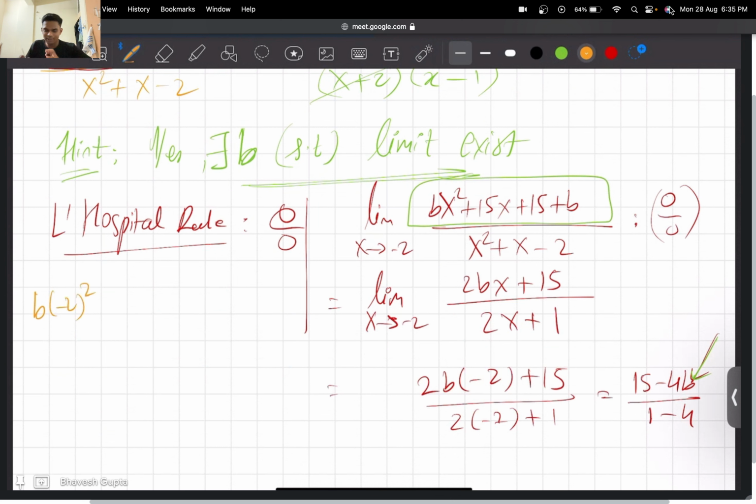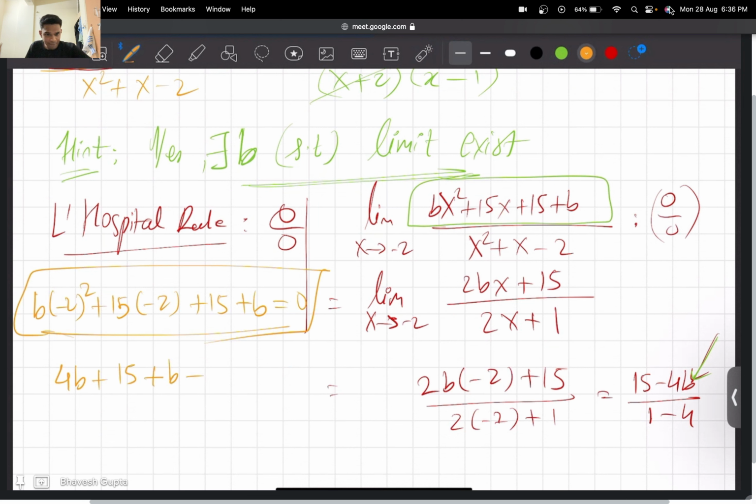I will impose that the numerator is 0. If you guys have any problem, just ask me without any hesitation. So you can see now I have got an equation. The moment I solve, I'll get my answer, which is 4b plus 15 minus plus b minus 30 equal to 0. Now when you solve them, it's 5b equal to 15, and b turns out to be 3.